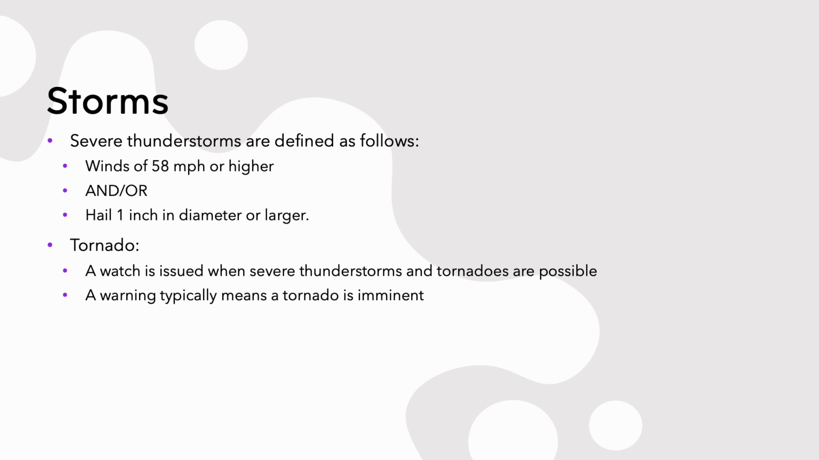Talking about storms, to be defined as a severe thunderstorm, there have to be winds of 58 miles per hour or higher and or hail, usually 1 inch in diameter. And then for a tornado, a watch is issued when there are severe thunderstorms and tornadoes are possible. Usually they say the conditions are right, and they could occur depending on the location and the environment. And then a warning typically means that a tornado has touched down somewhere near you, in your area.